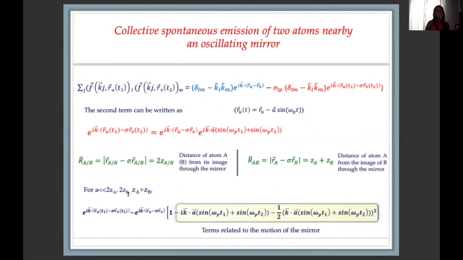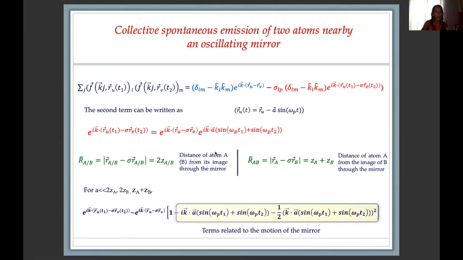Okay, we can now focus our attention on the second term of this expression, that is, on the red term of this expression, and we can write this term by separating the time-independent part from the time-dependent part, which depends on the oscillation amplitude of the mirror. We find that for small oscillation amplitude, we can perform a series expansion of this time-dependent term up to second order in the oscillation amplitude A.